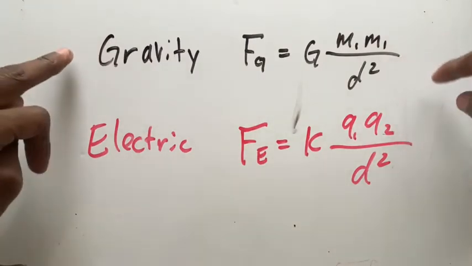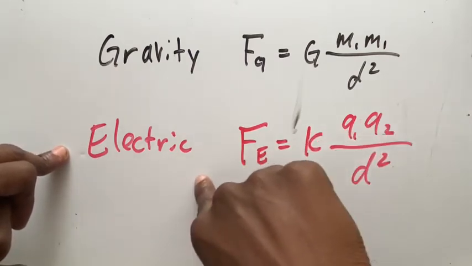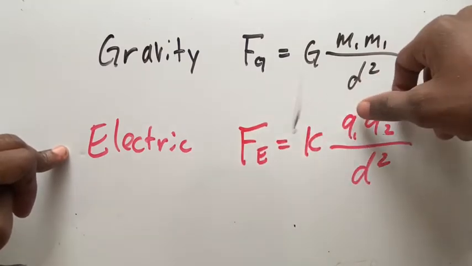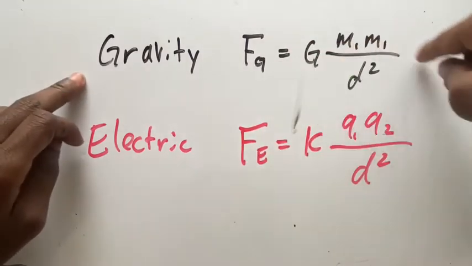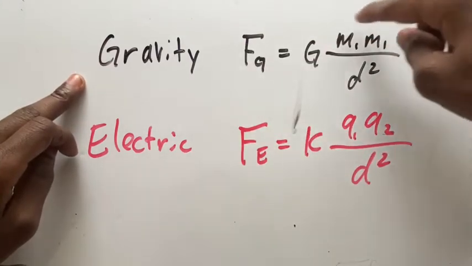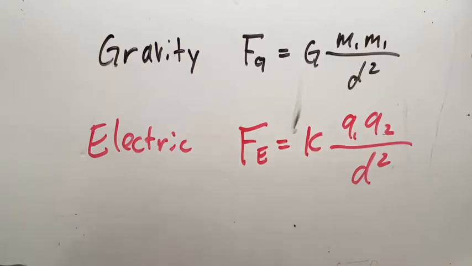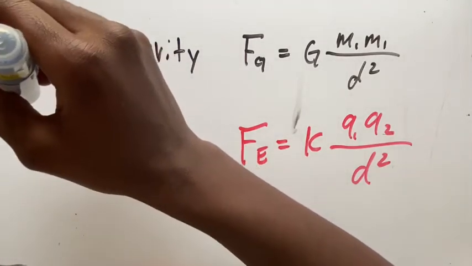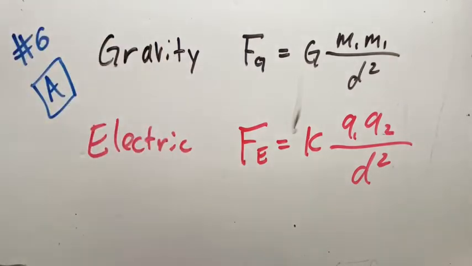So the main difference between gravity and electricity is that the electric force can attract and repel, right? Because charges can be plus or minus. Gravity can only attract, because masses can only be positive. So the answer to number 6 is going to be A, attract or repel.